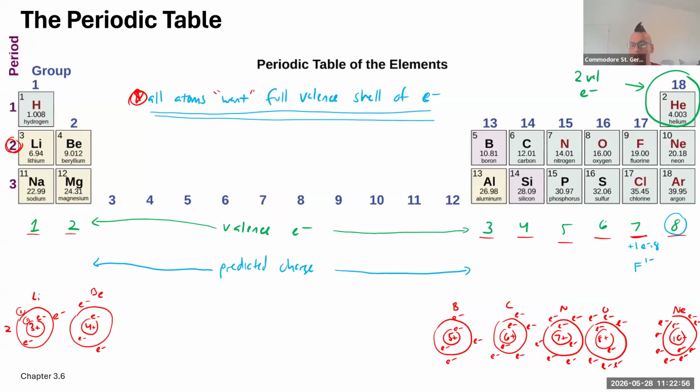So this one starts at 6 electrons, but it wants 8 electrons. So it's going to be 6 plus 2 electrons equals 8. So that's going to be, since it's 2 electrons, oxygen 2 minus.